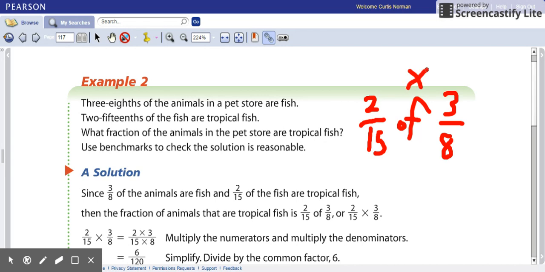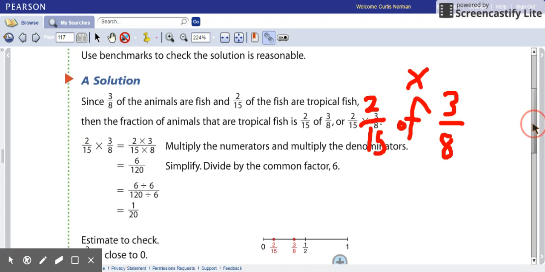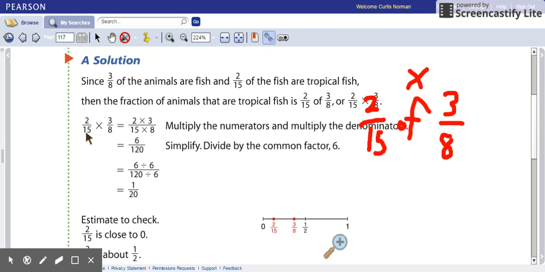Okay, so let's go back and take a look down here at the answer they've written for us. So here it is over here. 2/15 times 3/8. Well, 2 times 3 is, on top, 6. And 15 times 8, well, 8 goes into 10, 80. 8 times 5 is 40. So 80 plus 40 is 120. So your answer is 6/120. That's fine if you get that answer, but now we're going to challenge you here in grade 8.